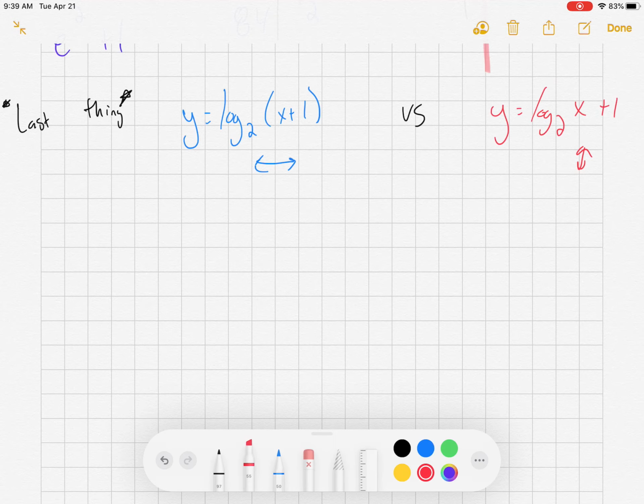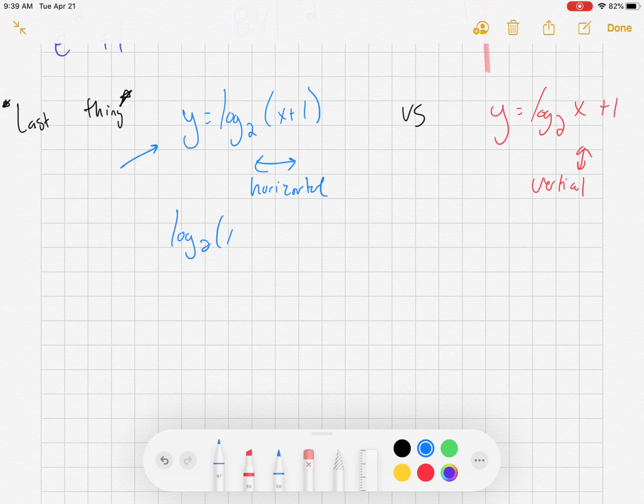Okay, last thing. I want to talk about the difference between y equals log base 2 of x plus 1 in parentheses, so the quantity of x plus 1, versus if there is no parentheses there. So the blue one, the first one, the one with the parentheses, the x plus 1 in parentheses, that would be a horizontal shift. It would move my graph left and right, versus this one would be a vertical shift. So what's the difference between these?